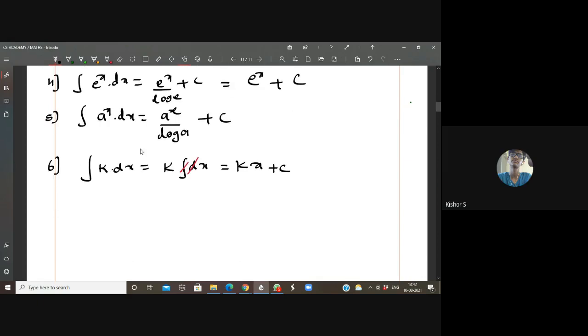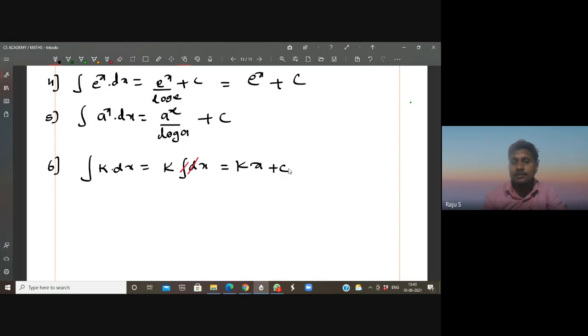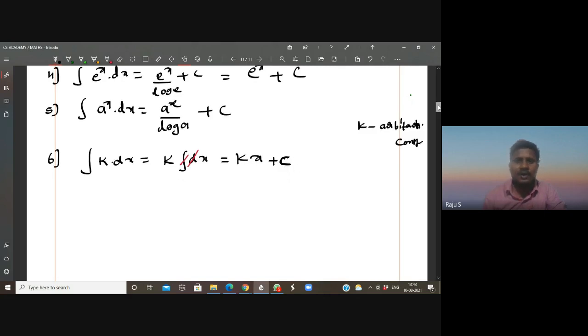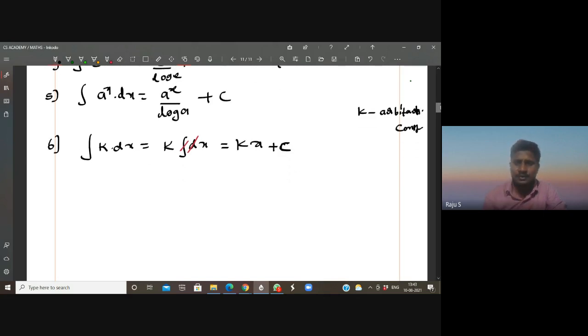Sir, what's the difference between k and c? Yeah, this is a constant. C is a constant of integration, but k is an arbitrary constant. Okay, we always write plus c. C is the constant of integration. K is just an arbitrary constant.